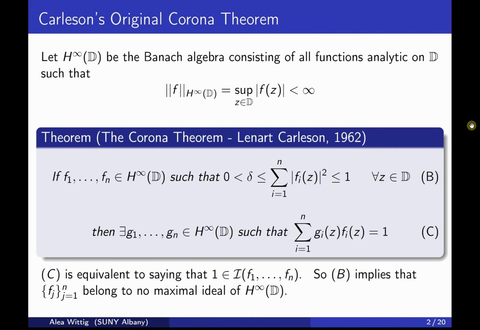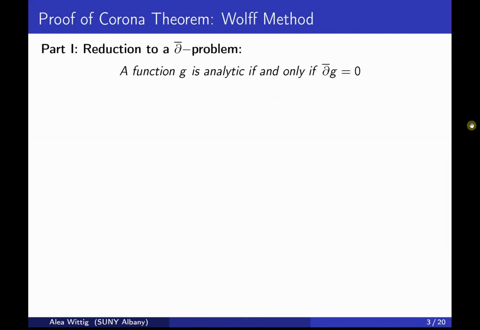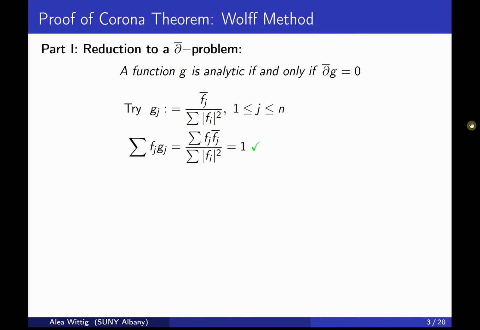So given a set of f_j satisfying condition B stated here, we want to construct a set g_j in H infinity satisfying condition C. Now, Wolff's proof can be broken up into 4 parts. The first part is a reduction to a d-bar problem. So recall that a function g is analytic if and only if d bar g is equal to 0. We need d bar g_j to be 0 so that g_j is in H infinity. So we make this initial construction of g_j and see easily that it satisfies this condition C.